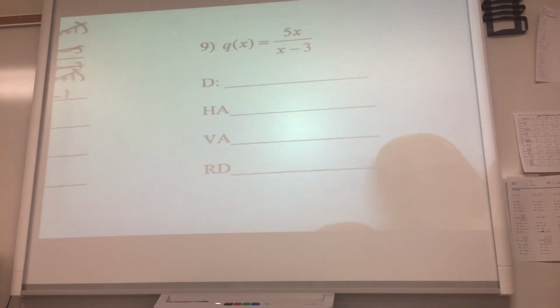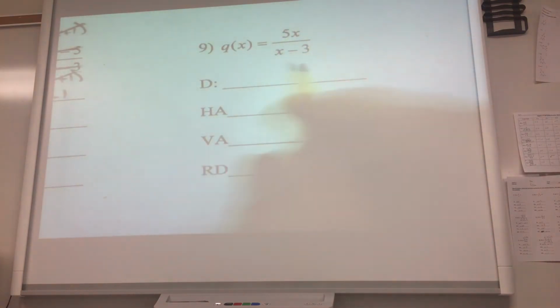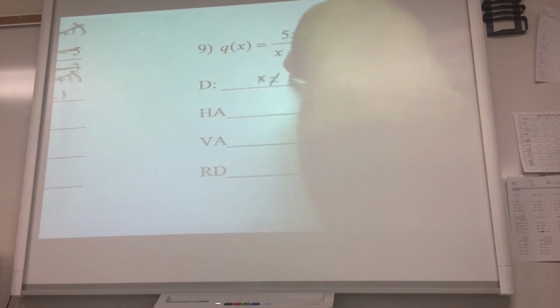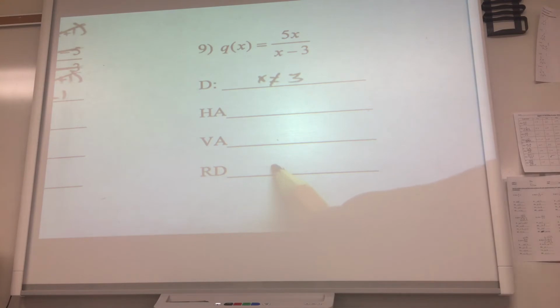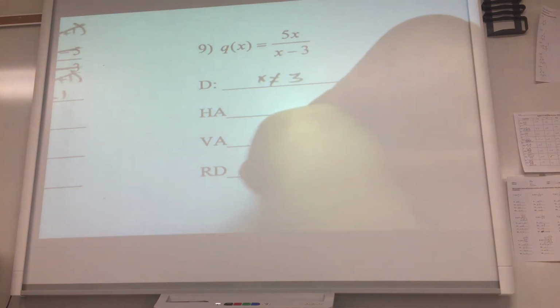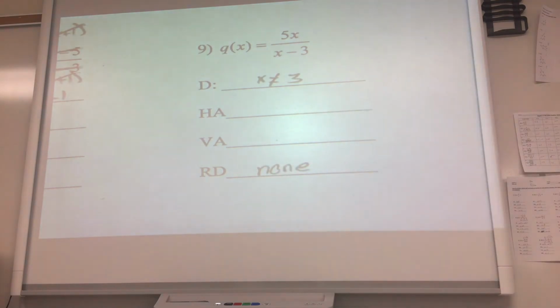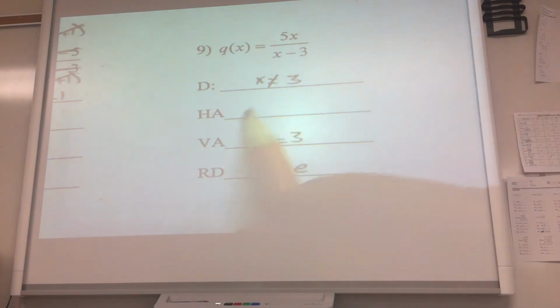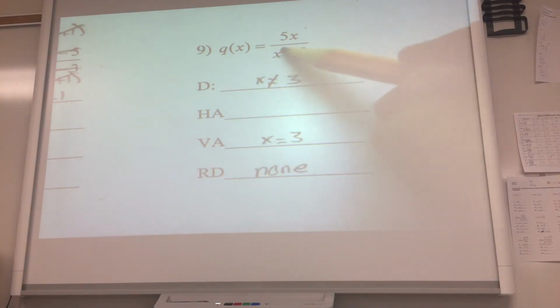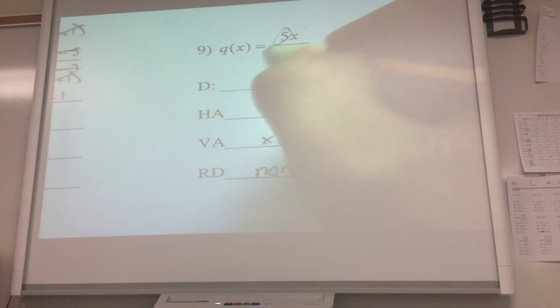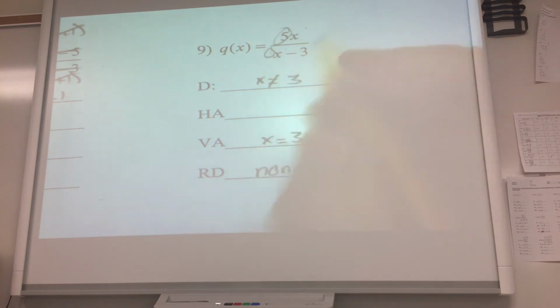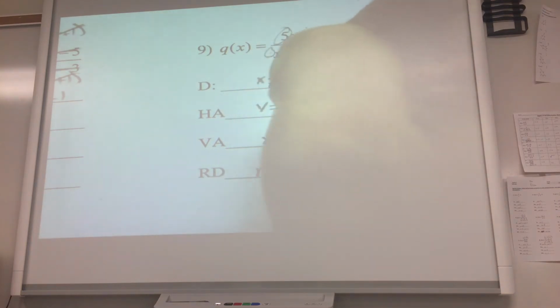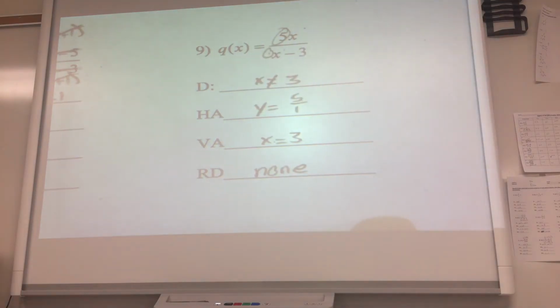Okay, last one, factor everything. Okay, everything's factored. Domain restrictions, x cannot be 3 because 3 minus 3 would be 0. So is that a vertical asymptote or a removable discontinuity? Does anything cancel? No, nothing cancels. So it's not a removable discontinuity, it's a vertical asymptote. x equals 3. As far as the horizontal asymptote, I have a first degree over a first degree, so I'm looking at the coefficients because they're the same degrees. So 5 over 1. Okay, so that's all 9 of those.